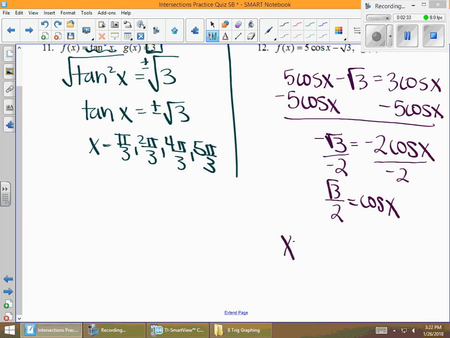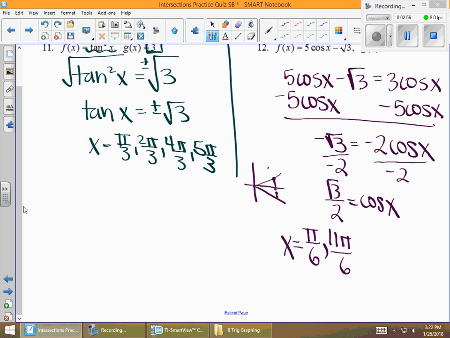So cosine is radical 3 over 2. Remember, that's our bigger distance. So I'm going out a lot, and I would only go up a little. So that's going to be pi over 6. Cosine is positive in quadrant 1 and in quadrant 4. So that angle is 11 pi over 6.